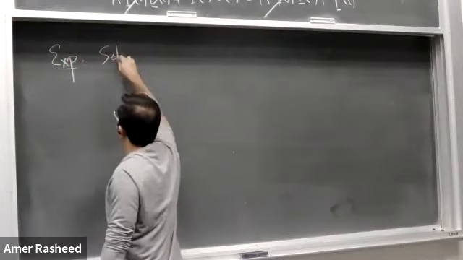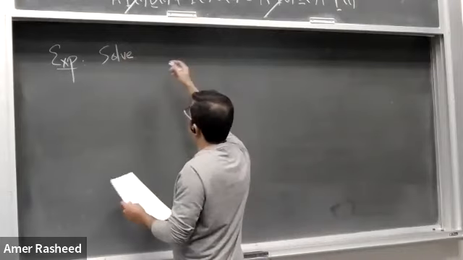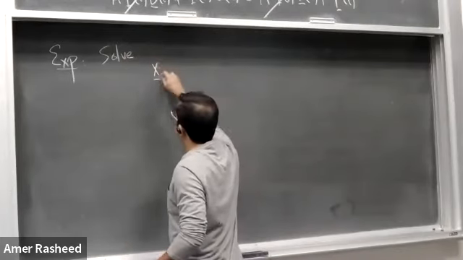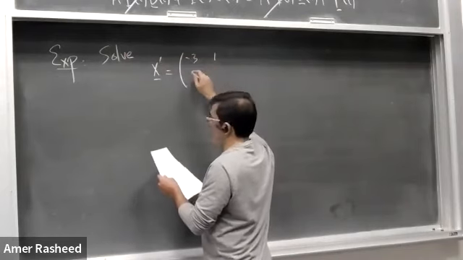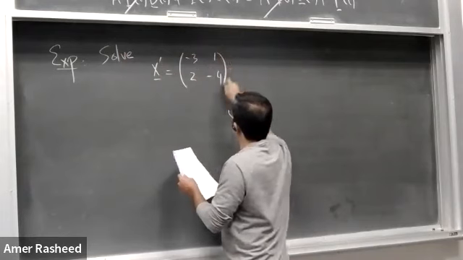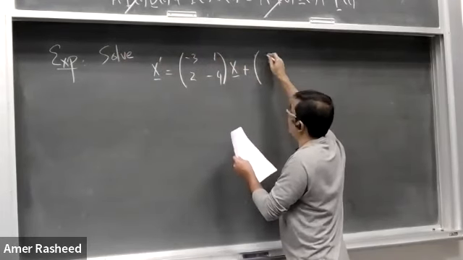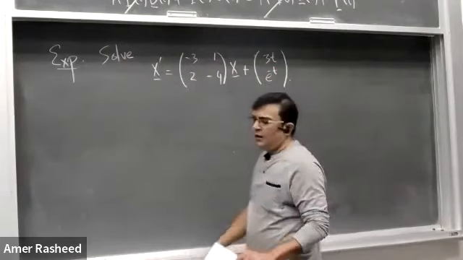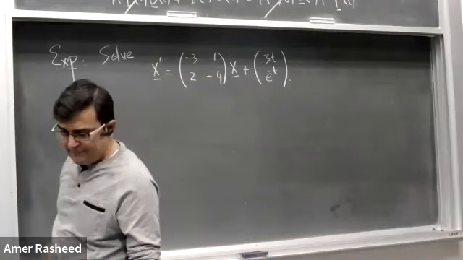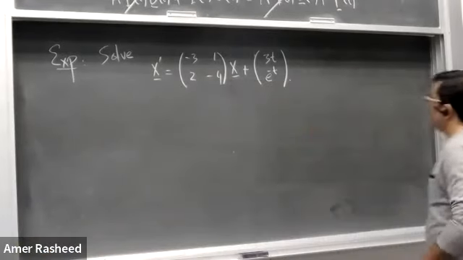Solve the following system by using any appropriate method. x dash is equal to the matrix minus 3, 1, 2, negative 4 times x, plus the vector 3t e to the power minus t. Okay, we are going to solve this example.